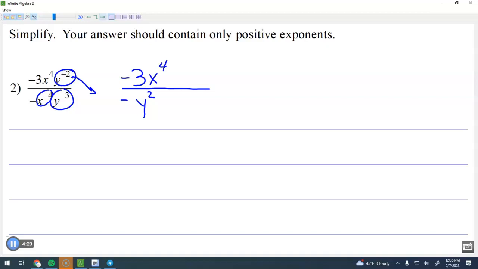This guy is going to go up and become y to the positive thing. Get rid of the negative exponent by flipping to the other side of the fraction. This guy will go up and become what? X to the 4th power. It'll be positive when I go up. And then this is like a new problem without negative exponents, so it's easier to look at.